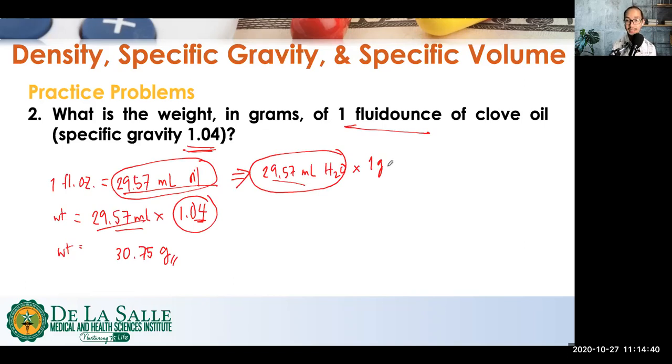which is equal to 1. So 1 gram per ml, let's just use its density to make it easier. We cancel out milliliters, so 29.57 milliliters of water has a weight of 29.57 grams. So numerically, 29.57 milliliters is the same as 29.57 grams of water with the same volume. So we can simply multiply it by the specific gravity. We get 30.75 grams of the oil. And so that's how you do it.